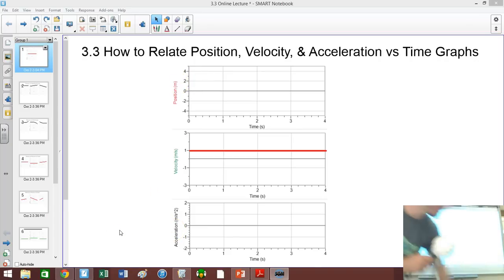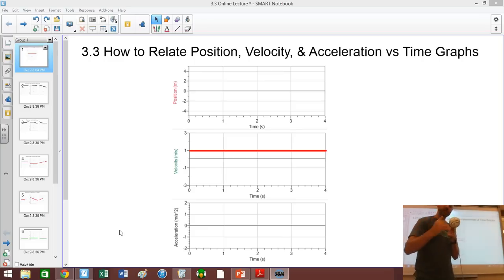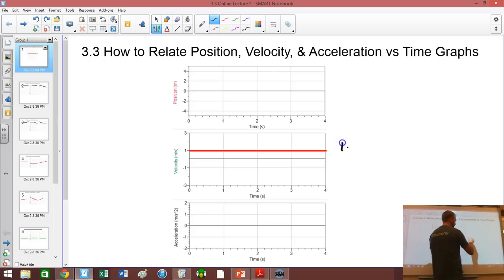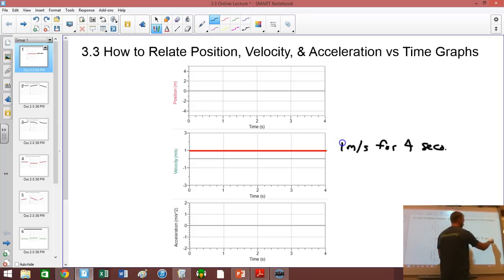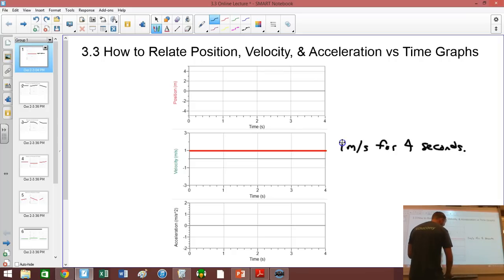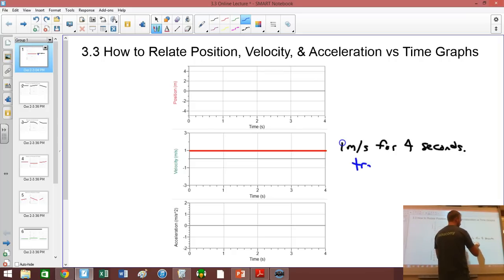This one's very simple, and there's a couple of schools of thought to this. There's a cookie cutter method that we go through, or you can use a little bit of common sense and logic to do this. We'll first of all go through the common sense and logic. If you go at 1 meter per second for 4 seconds, that means that you traveled 4 meters from wherever you started, and you're also not accelerating.